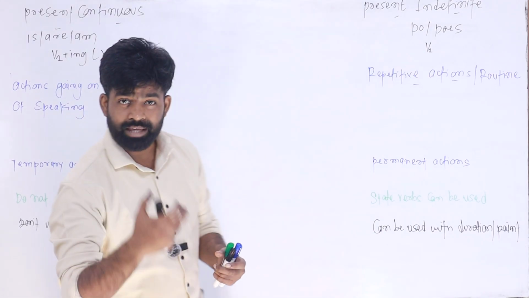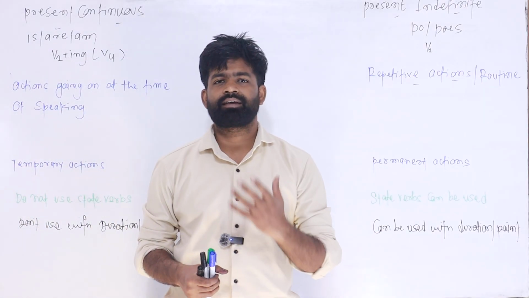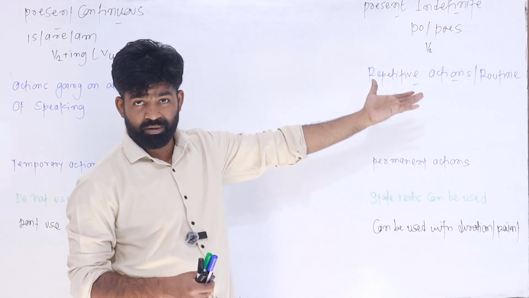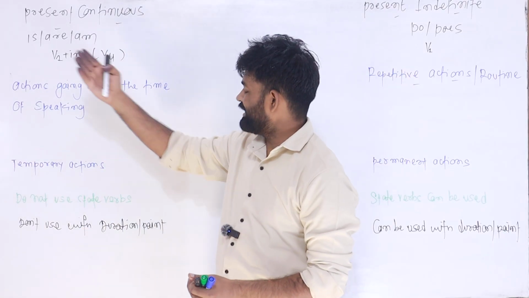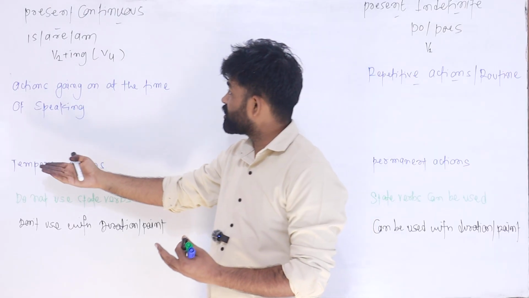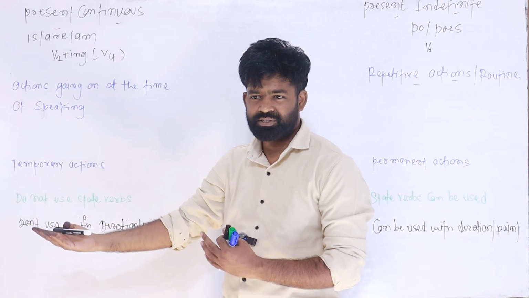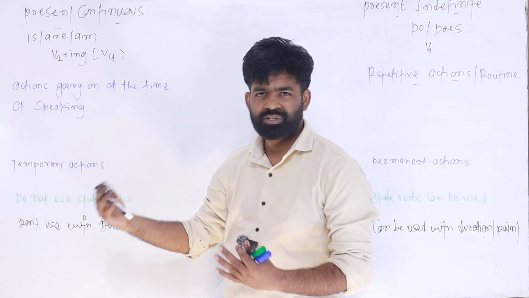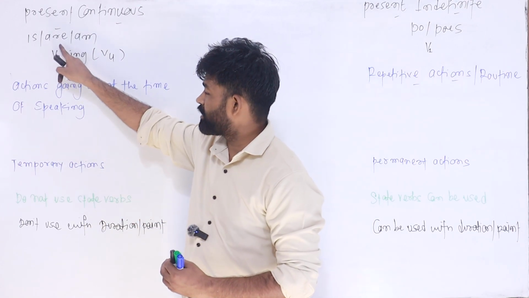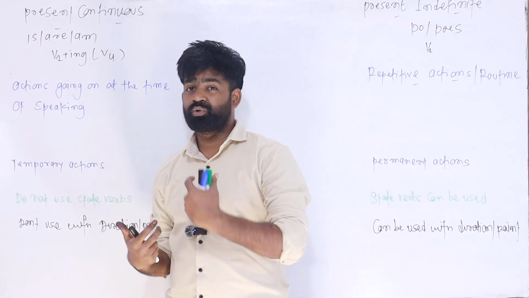If we talk about the helping verb, with present continuous we use is, are, am, and with present indefinite we use do and does as helping verbs. Now are we going to use is, are or am? It depends on your subject. If your subject is singular, we are going to use is. He is, she is, it is, Alex is, James is, Mohan is. And if your subject is plural, we are going to use are. We are, you are, they are. And if your subject is I, we are going to use am.